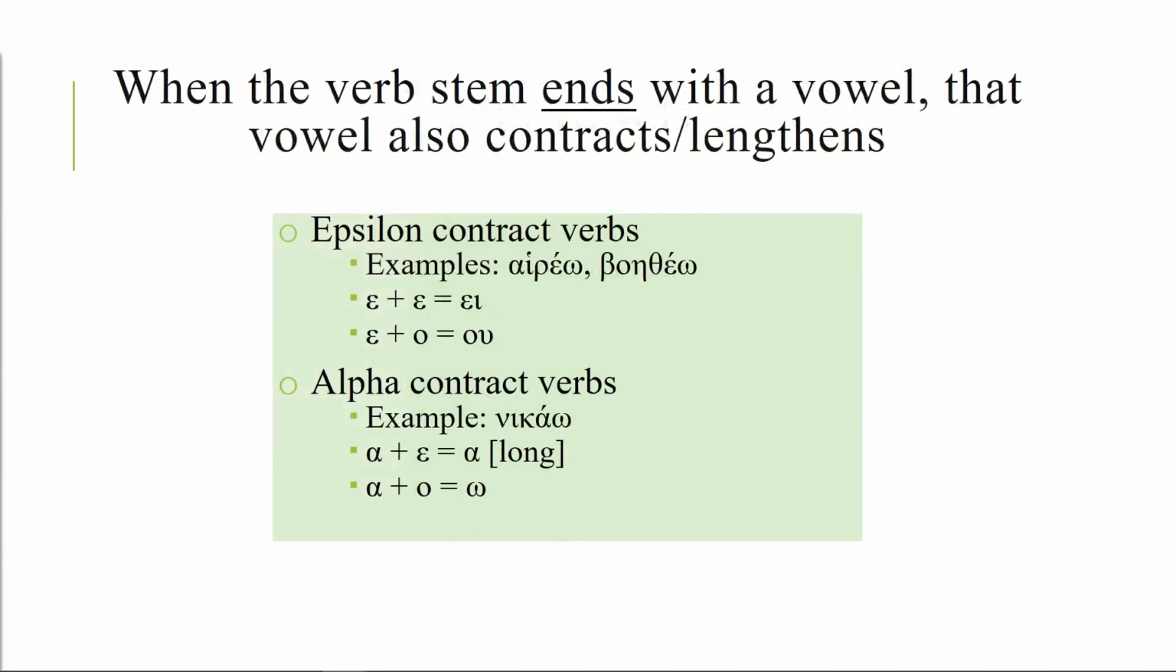When the verb ends with a vowel, that vowel also contracts and lengthens when you add a personal ending that begins with a vowel, right? When vowels come together, they contract. But again, it does it pretty regularly, so it doesn't really cause troubles. Epsilon plus epsilon equals epsilon iota. Alpha plus epsilon is a long alpha, so this is not going to give you much trouble.